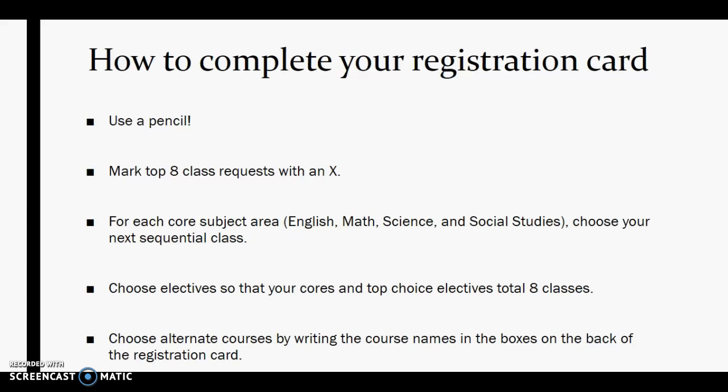After you've chosen your top classes, you're also going to choose some backup or alternate classes, and you will indicate those on your registration card by writing the name of the class in the boxes on the back of your registration card. Alternates will be used if for some reason we can't get your top choice electives into your schedule due to scheduling conflicts, teacher changes, if something is full. So it's really important that you choose alternates that you would be willing to take.